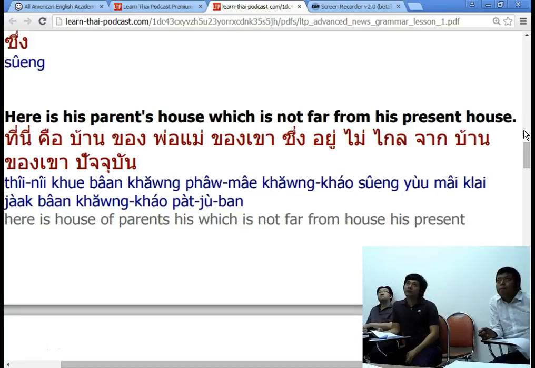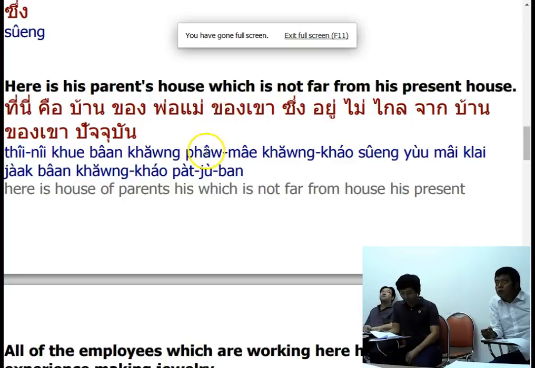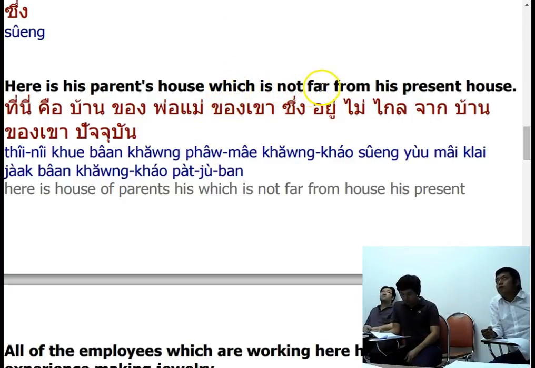Here is his parents' house, which is not far from his present house. Let's take our time to read this together slowly. Here is his parents' house, which is not far from his present house. Very, very good. Thank you. Very nice. Let's break it down again.